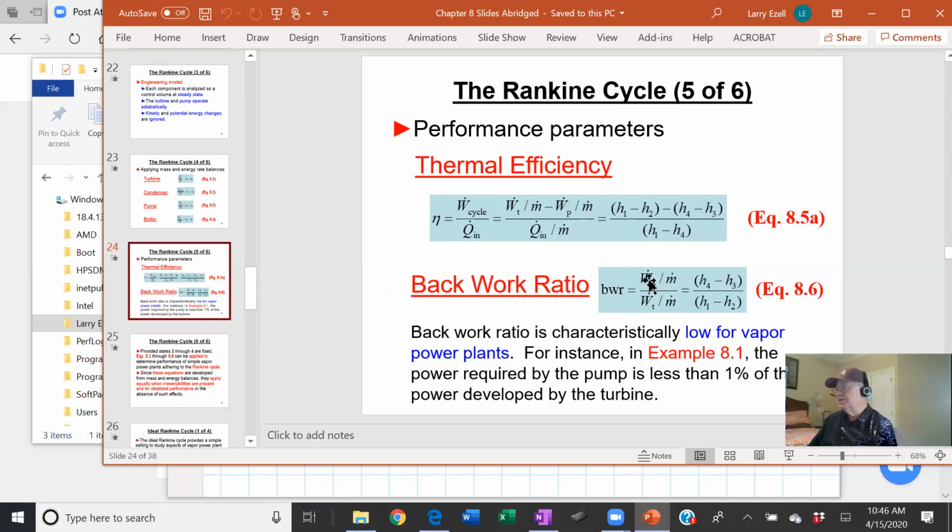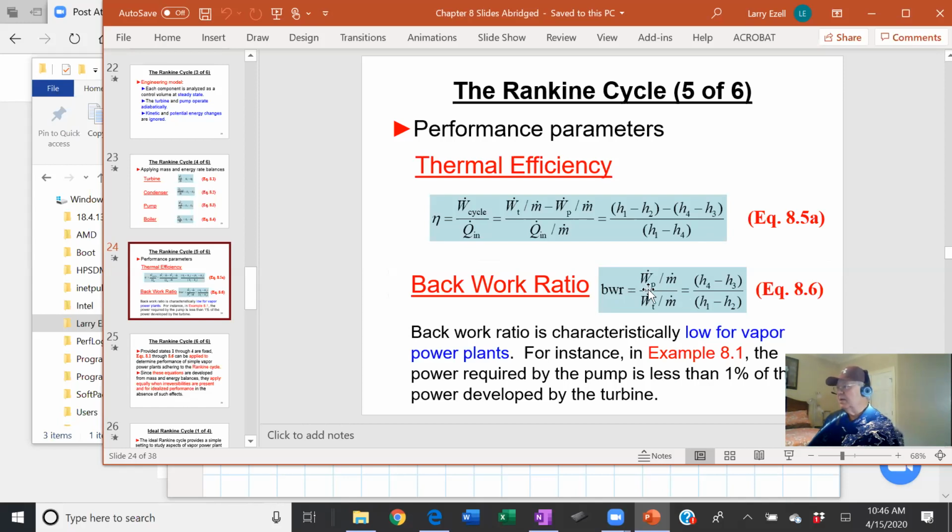That's the percentage of the pump work compared to the total turbine work. And again, by the way, when you calculate these, if you get a negative number over a positive, as long as you've combined them right here, it doesn't matter. The efficiency, you could draw absolute value bars around here if you want to. The backwork ratio is just how much percentage of the turbine work the pump uses.